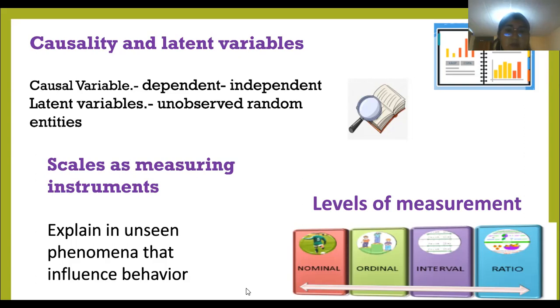Latent variables are unobserved random entities that do not have a specific measurement. Skills as measuring instruments help to test what the theory seeks to explain and unseen phenomena that influence behaviors. Carelessness on the part of the researchers in using the items can lead them to wrong conclusions of theories. Understanding the limitations of the research is necessary to accurately evaluate the conclusions drawn.